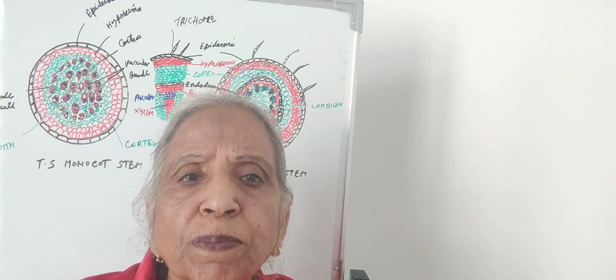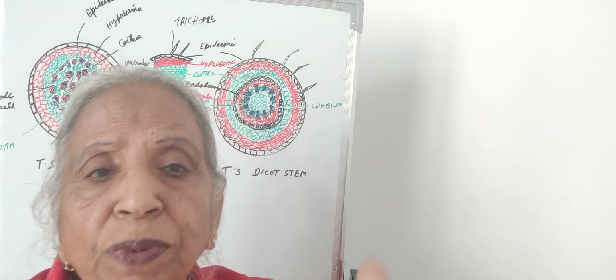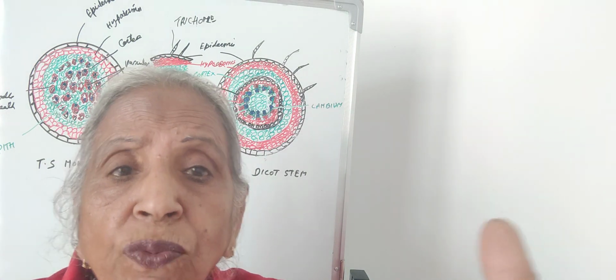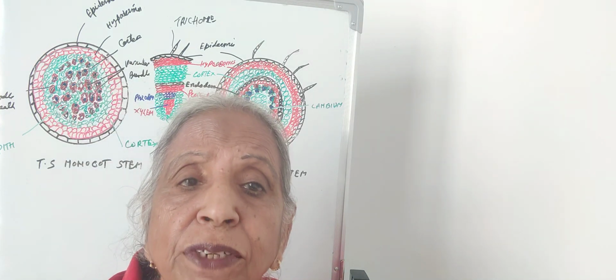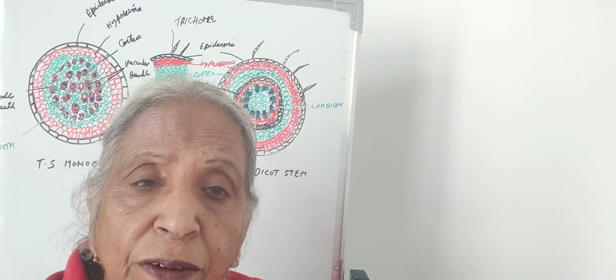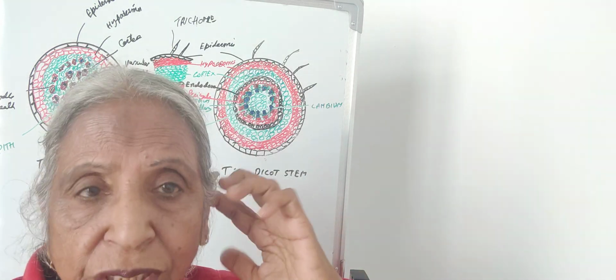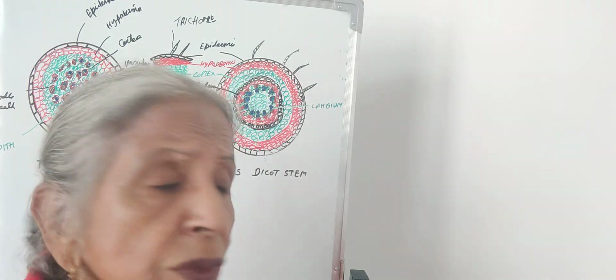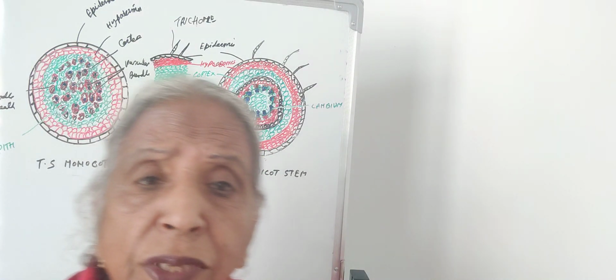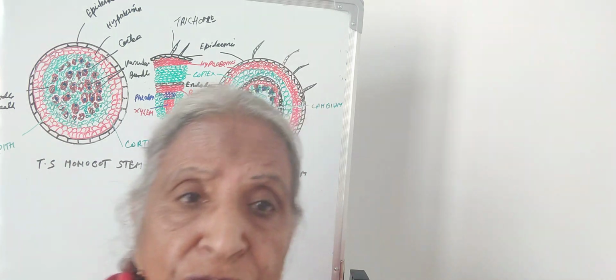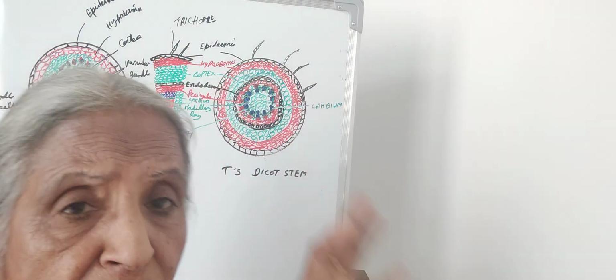So primary phloem and primary xylem are pushed outwards. Secondary xylem is added towards the inner side and secondary phloem towards the outside. So what happens? The primary phloem gets obliterated. The elements of secondary xylem are much more than those of the secondary phloem. So they form the mass of wood.